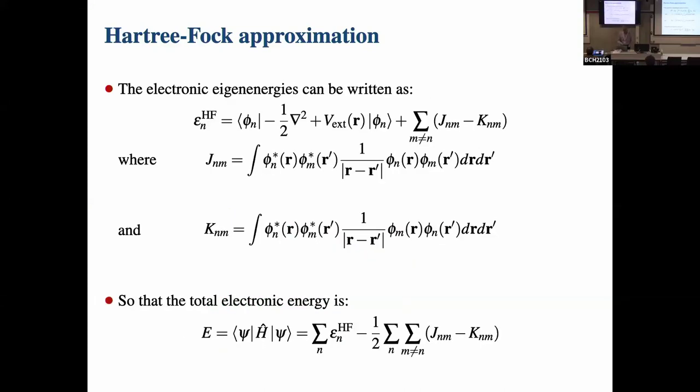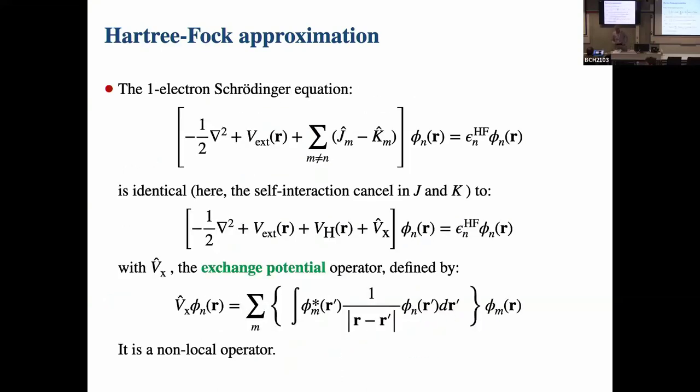So again, you can get an expression for the eigenvalues where we introduce these two terms, the J and the Ks. And as a result, the total energy can be written by summing over all the eigenvalues minus a double counting again. And finally, if you compare that to the Hartree energy, correcting the one that we had for the Hartree potential here, we introduce an exchange potential, which is written here. And it's a non-local operator.